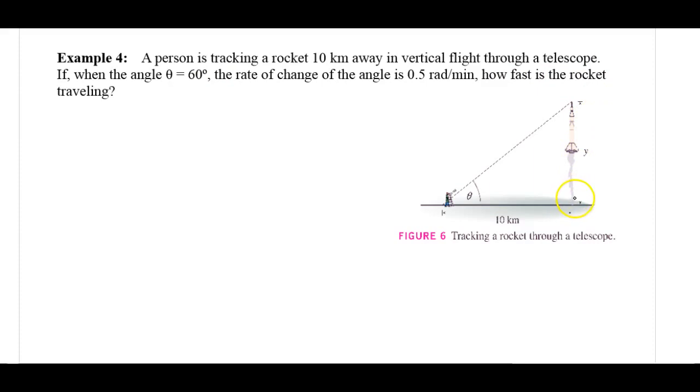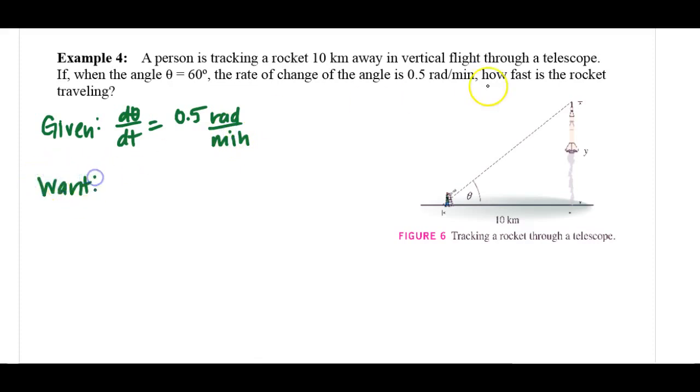If the rocket started out on the ground, its height can be measured by this changing variable y. So here's what I'm given. I'm given the rate of change of the angle. We call it the angle theta. So I'm given d theta dt is 0.5 radians per minute. And I want to know how fast the rocket is traveling. If I call this distance y, how fast y is changing is how fast the rocket's traveling. So I want dy dt when theta equals 60 degrees.